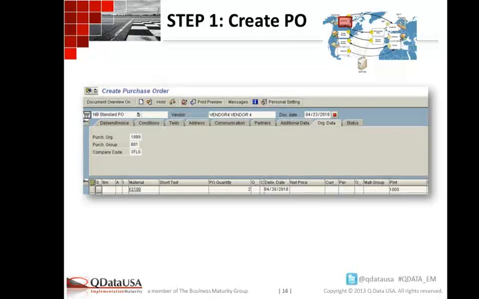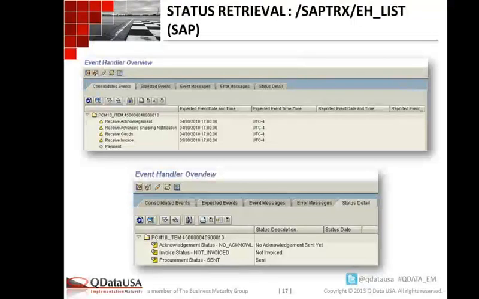We create the PO. Everybody knows how to create the PO. As soon as we create the PO, this is the information I've now sent over to event management. So on create, off it goes and creates a view in event management again for that event handler. So this is my PO number and the line number next to it. So remember I mentioned it's at the PO item level.